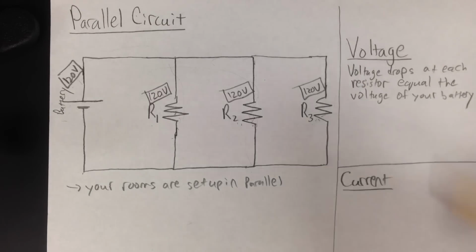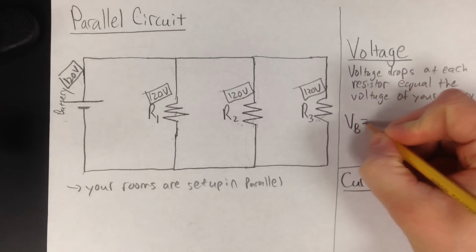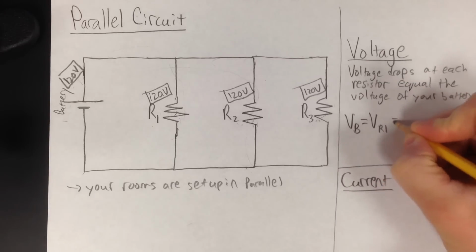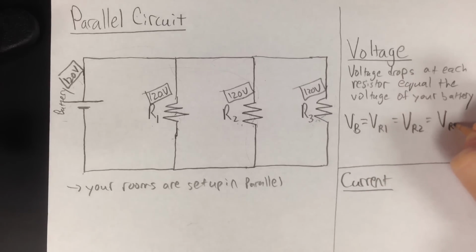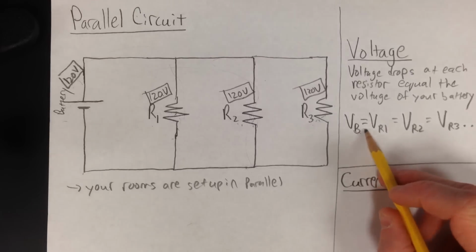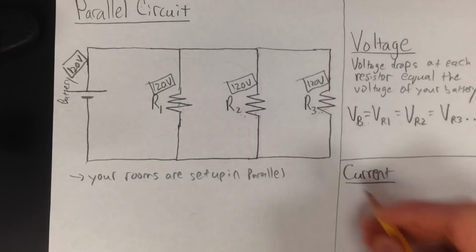Current, right? Oh, let's write down mathematically for voltage. Voltage of the battery, VB, equals the voltage dropped at R1, which equals the voltage dropped at R2, which equals the voltage dropped at R3, dot, dot, dot. If there was a fourth resistor, it would also equal the voltage of your battery, or whatever your power source is. Okay, what do we know about current?